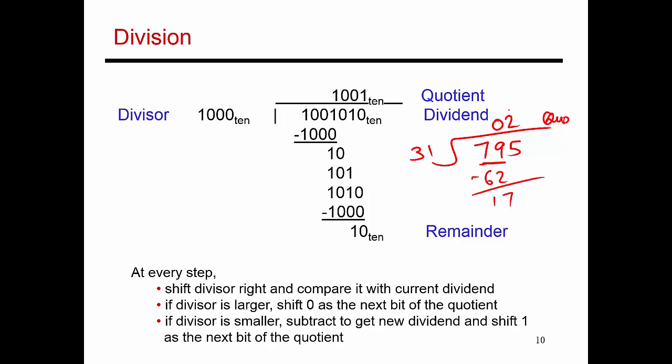Okay, and then I look at the next bit as well. So that gives me a 5 down here. And then now I do 31 times 5, which is the largest number less than 175. That gives me 155 over here. That gives me a remainder of 20. Right, so 795 divided by 31 gives me a quotient of 25 and a remainder of 20. Right, so that was my grade school algorithm for doing division.